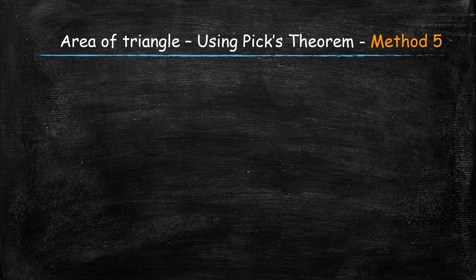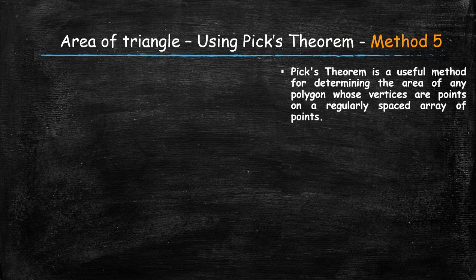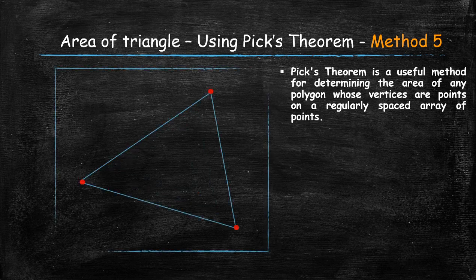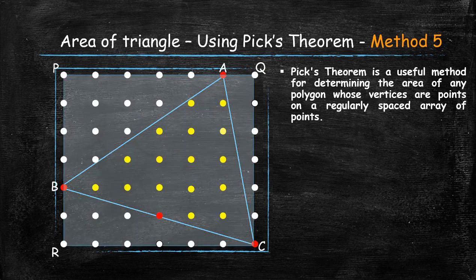Now the fifth method and the last method for this video, using Pick's theorem. This Pick's theorem is a very important theorem, a very important principle. Pick's theorem is a very useful method for determining the area of any polygon whose vertices are points on a regularly spaced array of points. So I will just explain this long sentence in a very easy way. First we take the triangle of which we are going to find the area. Then we draw this array of points.